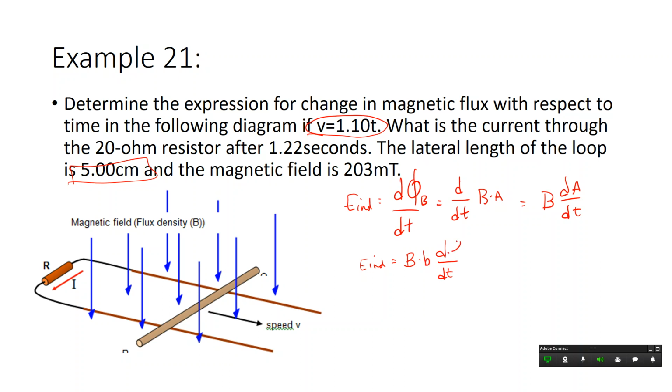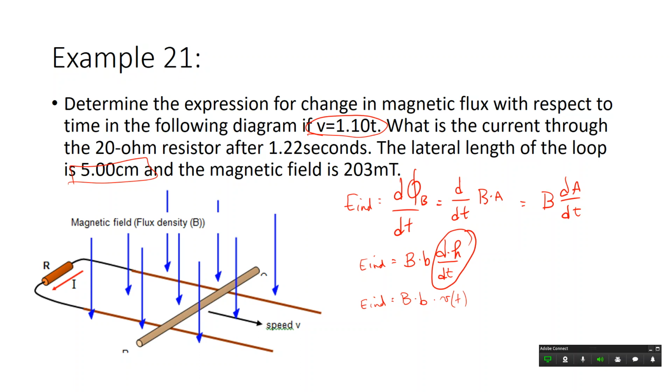And that's fantastic, because the change in the base times height is equal to velocity, right? Sorry, the change of height with respect to time is velocity. So E induced is equal to B times little b for base times velocity with respect to time. That's my expression for the induced EMF.